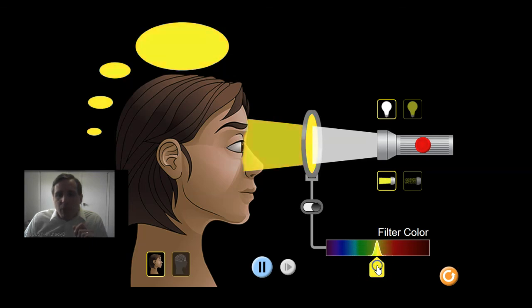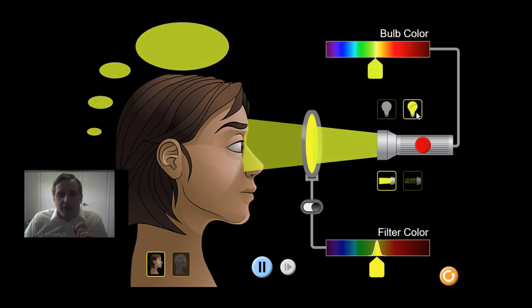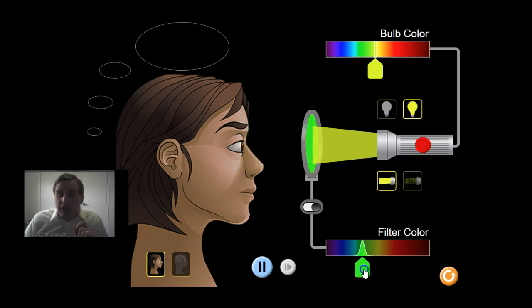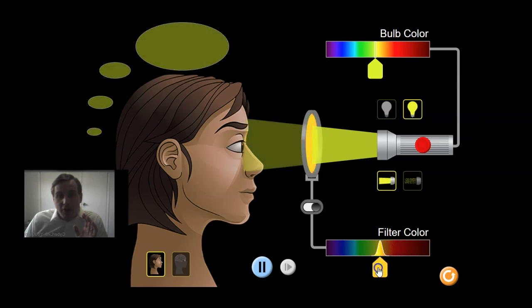Now what if we have a yellow filter and a yellow bulb? What do you think should get through? Well, pretty much still yellow light. But notice that if the filter is slightly off color, no light gets through. If you have a yellow bulb and a green filter, no light gets through. A yellow bulb with a red filter, no light should get through. But again, if the two colors are pretty similar to one another, then all the light should get through.